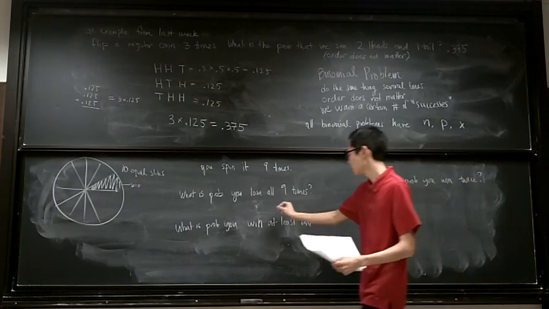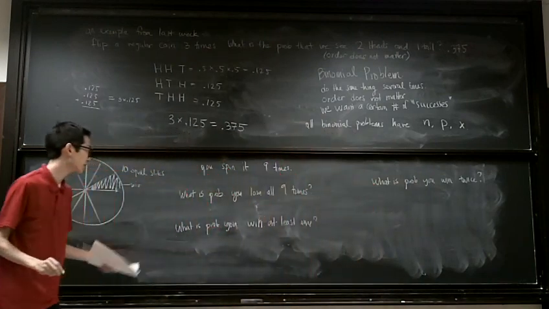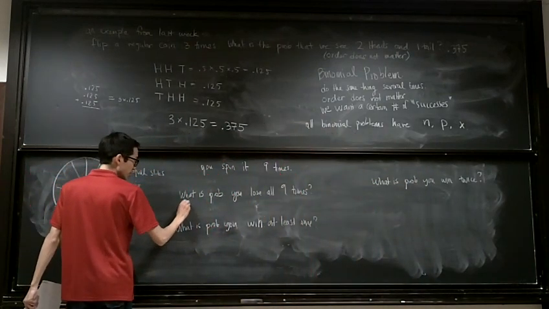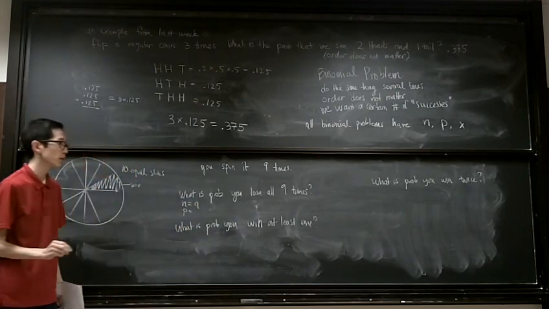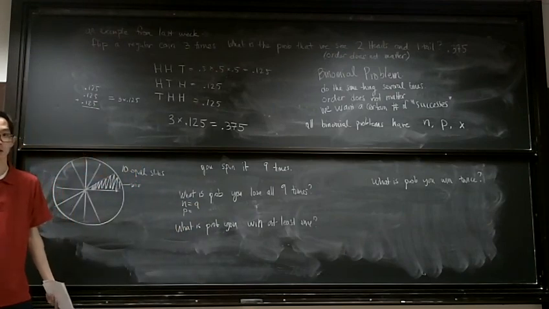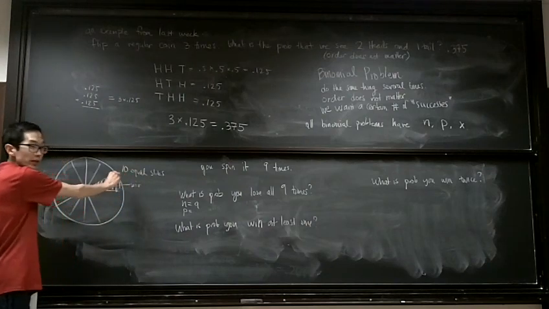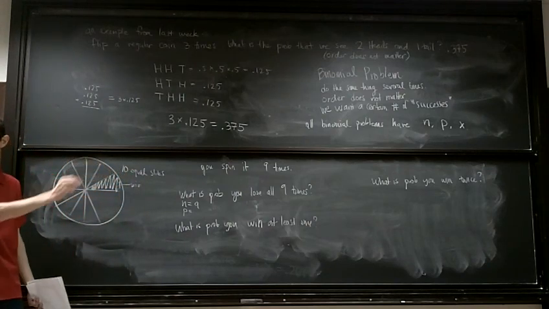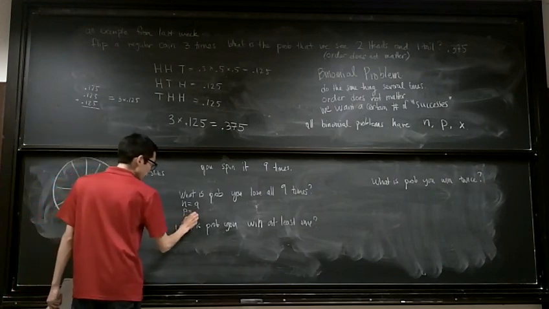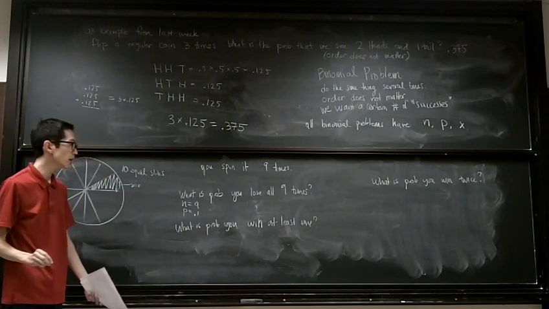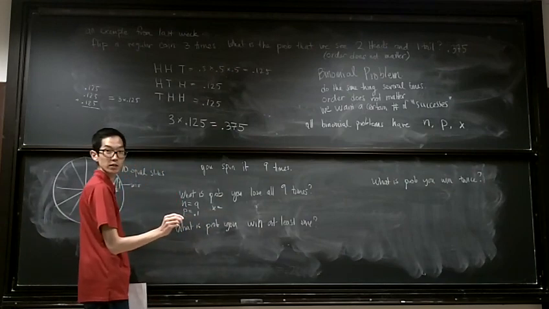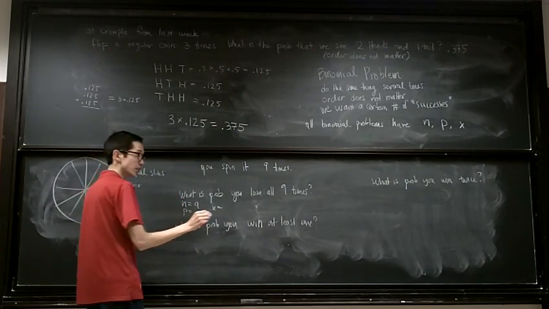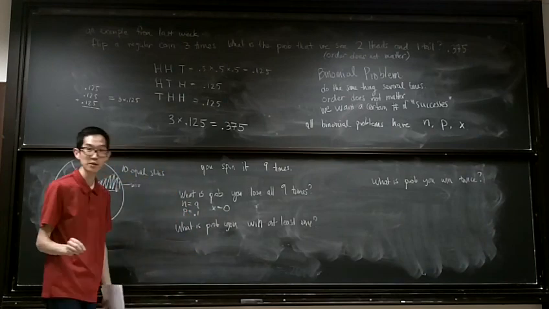So what's the probability that we lose all 9 times? In this case, what is n? N is 9. P is what? 10 equal slices, so we have 0.1. Losing all 9 times means x equals 0, right? If you lose all 9 times, x is equal to 0.